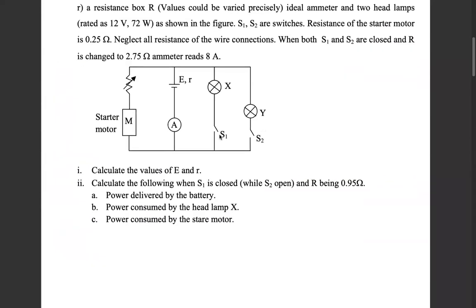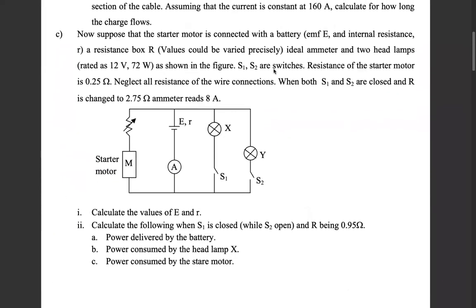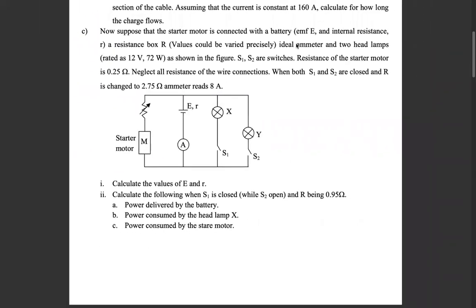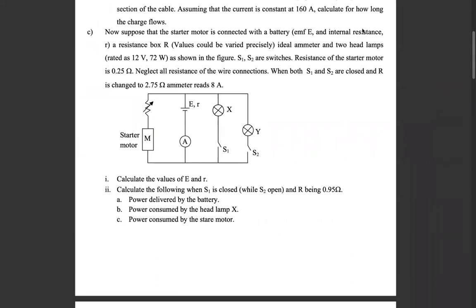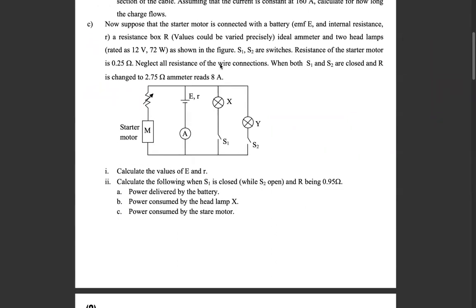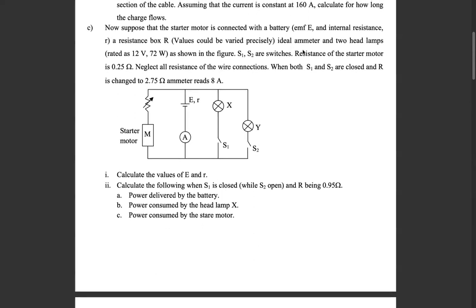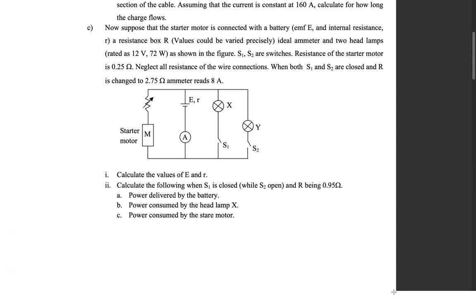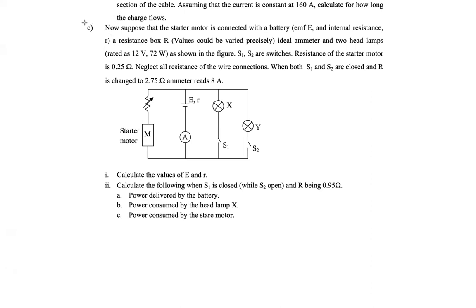That is part C. A whole question with the circuit diagram and all. I hope the readability is fine. Let's start. Now suppose that the starter motor is connected with the battery, EMF E, internal resistance R. The resistance box R values could be varied precisely, ideal ammeter and 2 headlamps.